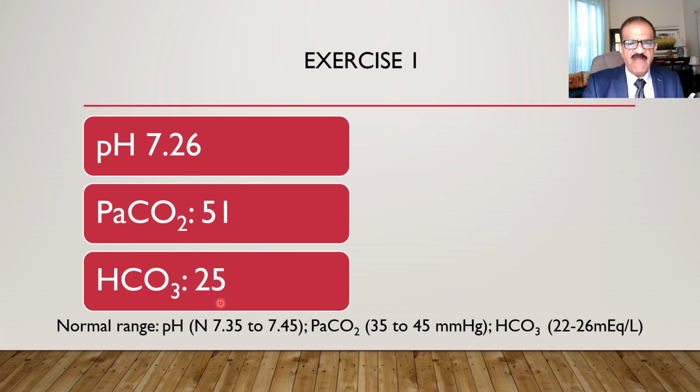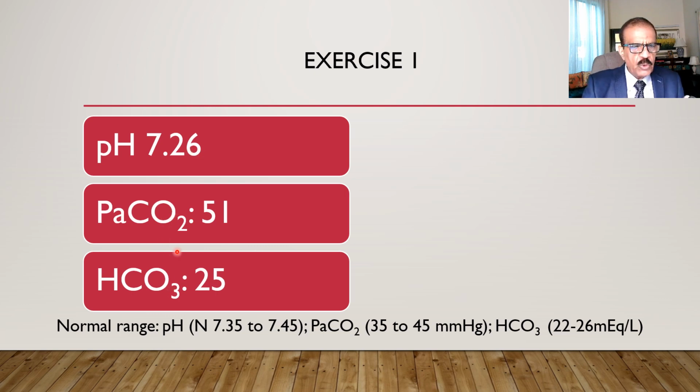HCO3 is 25 millimoles per liter. First thing first, you note the pH. Is it acidic or alkalotic in clinical context? It is less than 7.35, so it is acidosis. So we have figured out one thing, it is acidosis.